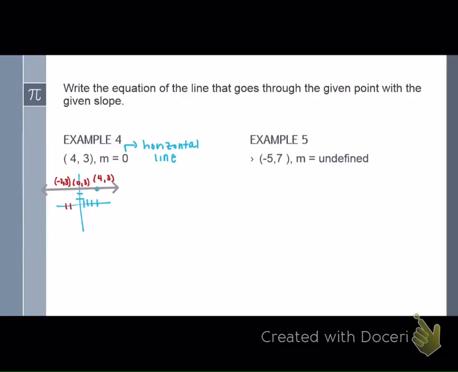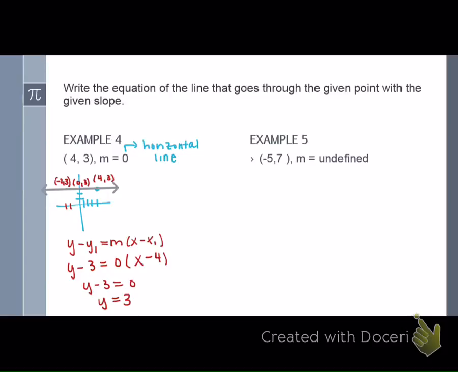Okay, let's do it this way then. Let's put it into point slope form. The reason you need to know how to do this is you can't put an undefined slope into an equation. So you'd have y minus 3 equals 0 times the quantity x minus 4, right? What's 0 times anything? 0. Isn't that just y equals 3? Positive 3. Isn't that all that is?